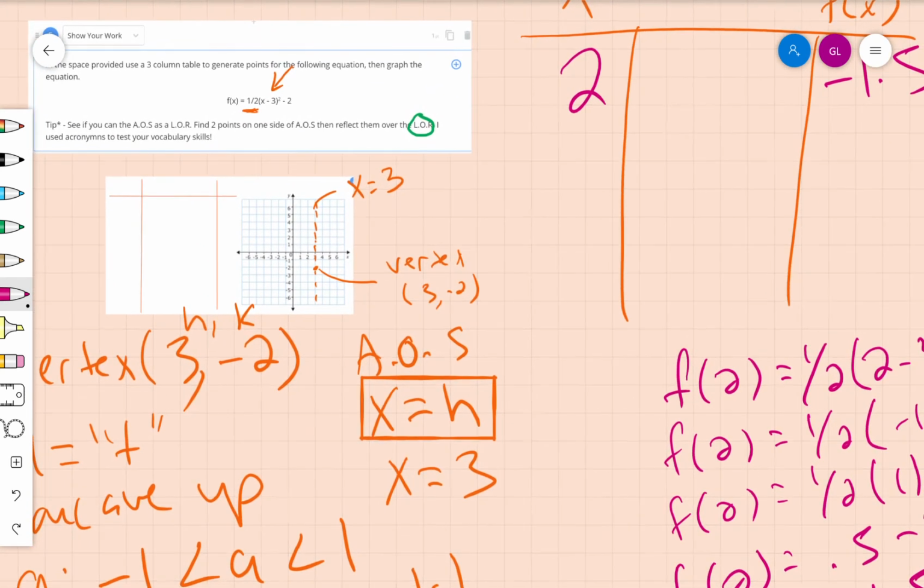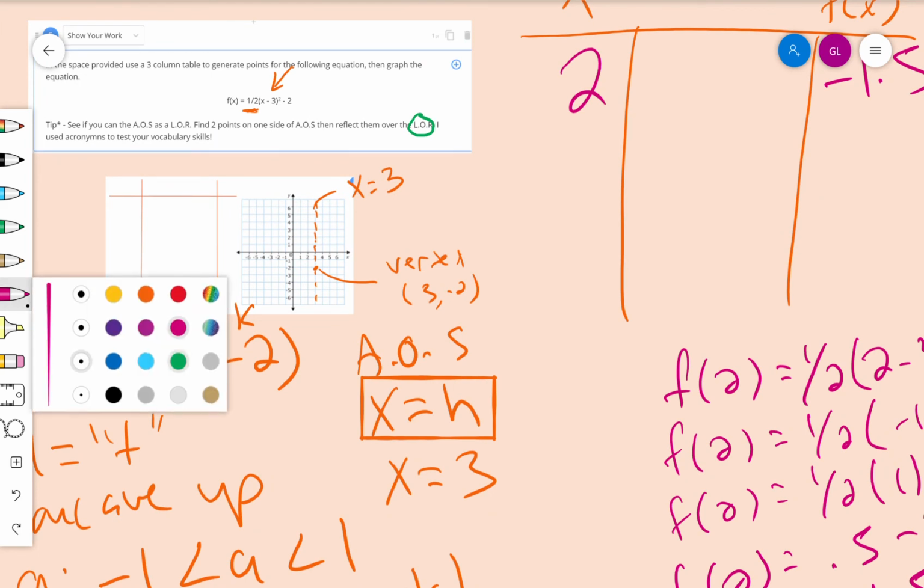So (2, -1.5). I go over 2, and I'm going to go down 1.5. This is going to be a very small graph. So over 2, down 1.5. I know I should have made it a bigger one.